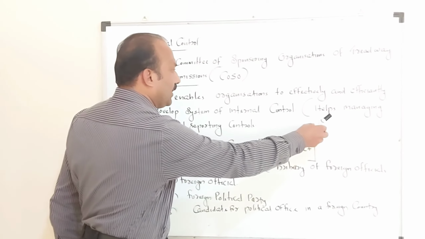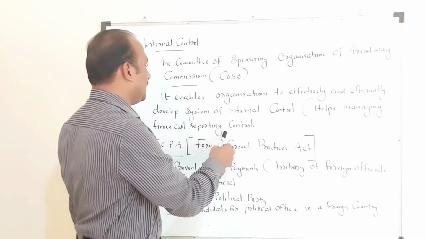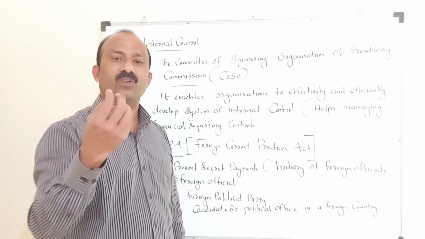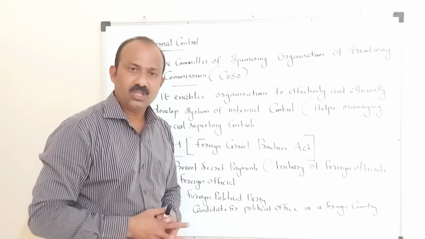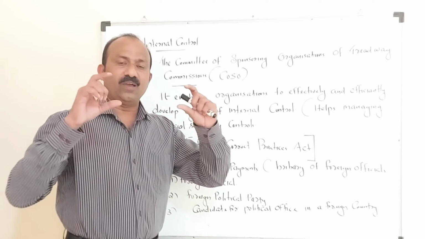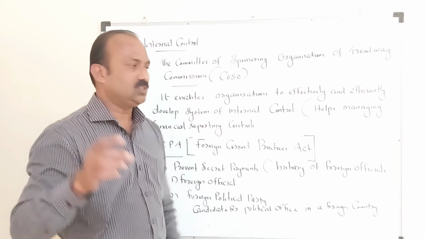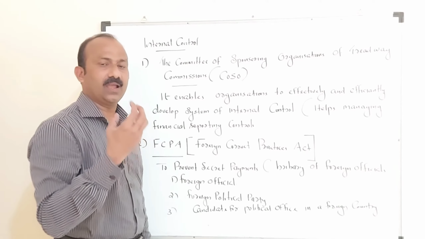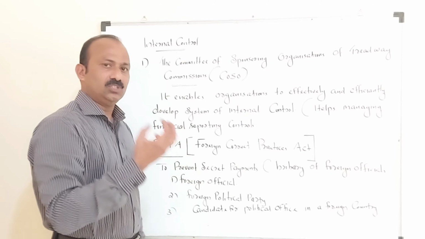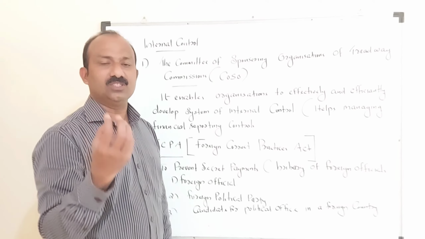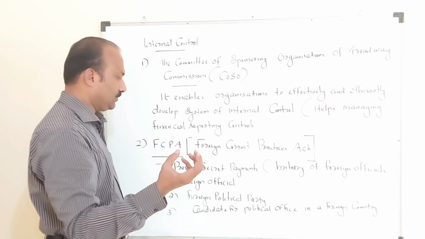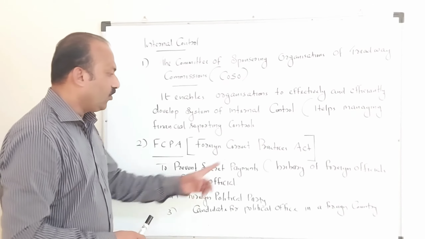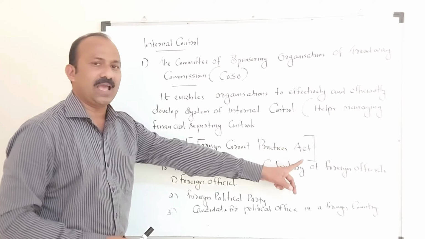So this will help manage the financial reporting controls. Sometimes financial reporting fraud will be noticed. So in order to control financial reporting frauds, these organizations are very helpful to develop the controlling system for the organization. Same model, we have the FCPA, Foreign Corrupt Practices Act.